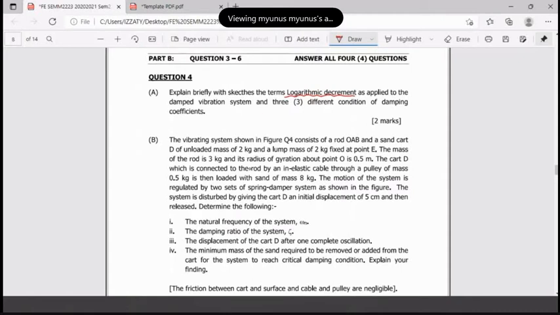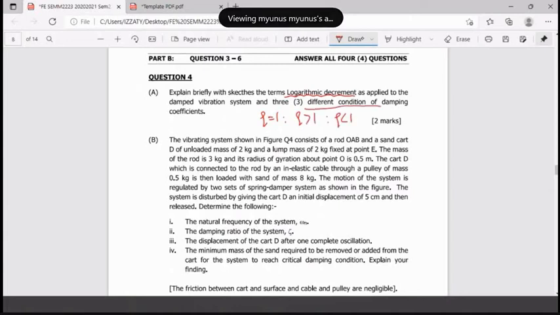Damping condition, remember this one. Remember equal to 1, sorry, greater than 1, and also less than 1. Three different conditions of damping coefficient. Explain the term logarithmic decrement. It's not very difficult, isn't it?